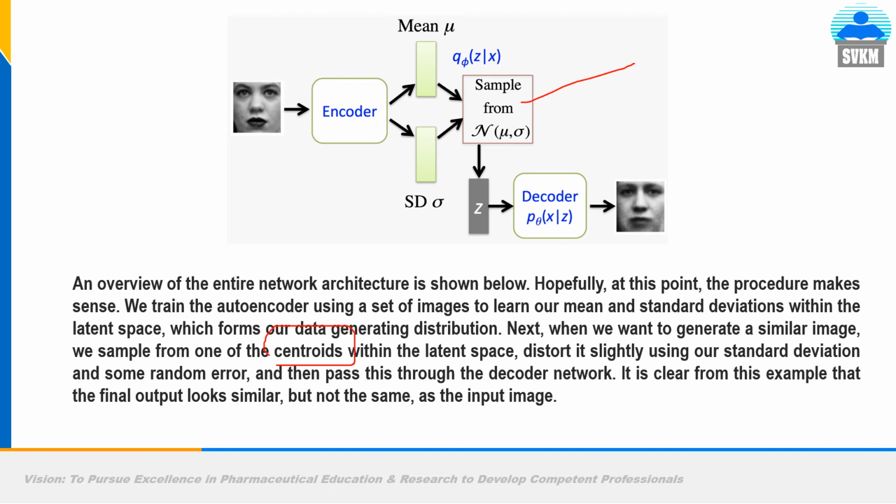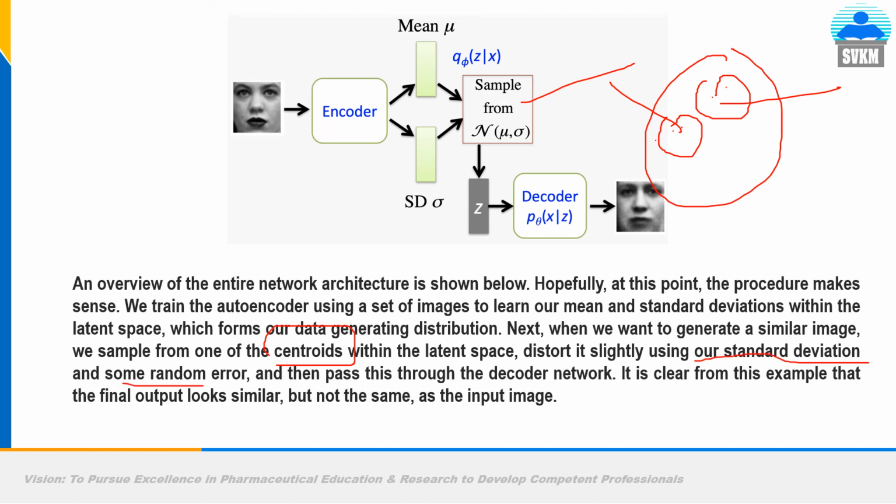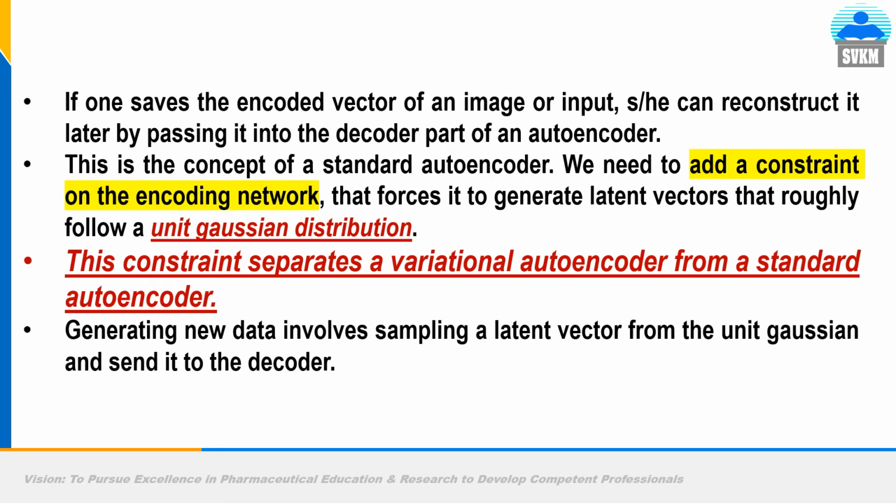Different centroids are there in the latent space. It is one centroid, for example all the images of dogs, one centroid. All of giraffe, one centroid. Within the latent space, we distort it slightly using our standard deviation and some random error, and then pass this through the decoder, and it will give us another image.